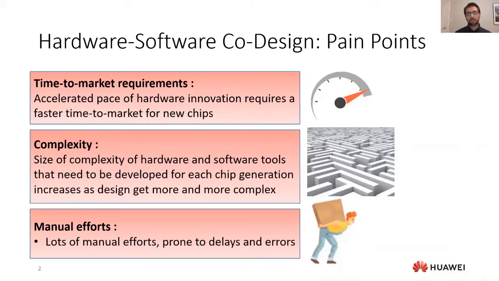So there are a few pain points in hardware-software co-design which have been known for a while now. Initially, as we have more and more innovation in hardware design, the time to market requirement gets tougher and tougher. Similarly, as you have more innovation, the complexity of the hardware and software tools related to it with each generation increase with more complex designs. And developing these tools requires a lot of manual effort, which is prone to delays and errors.